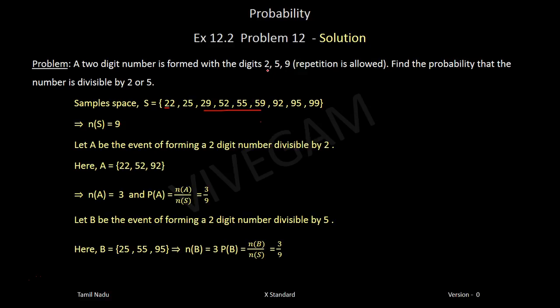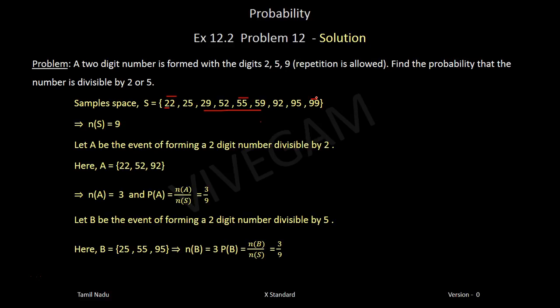Now, the unit digit is filled with 2. The unit digit is filled with 5. The unit digit is filled with 9. So these are the repetitive numbers. This is what it means to say repetition of digits is allowed. Suppose they say repetition of digits is not allowed, it means all these numbers will not be there.